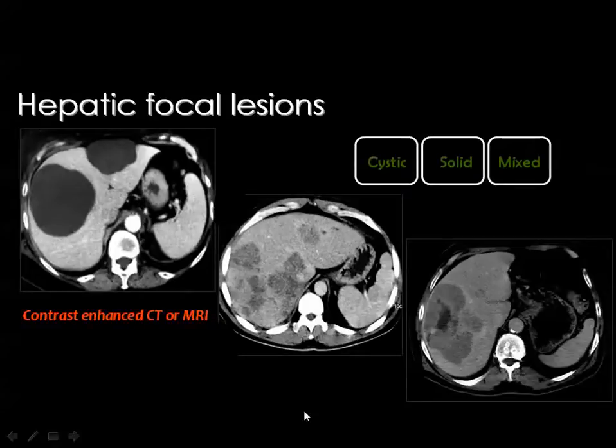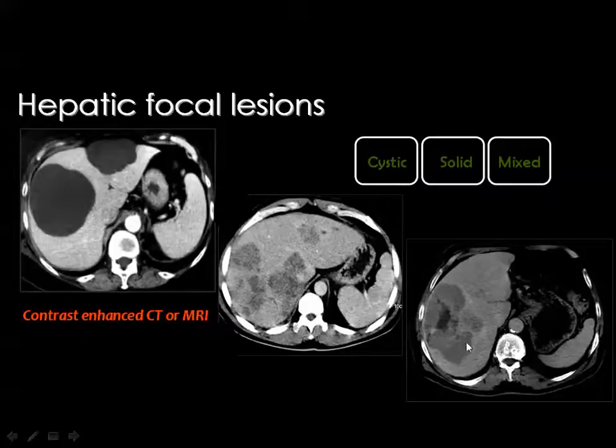Then we came to the assessment of focal hepatic pathology, and as I have said, we should discriminate between two major entities. The first one is what we call cystic focal hepatic lesion, which contains fluid-like density, and solid focal hepatic lesions, which contain soft tissue material. Then sometimes you are faced with a lesion that is partly cystic and partly solid. And this mixed lesion in radiology practice is considered totally solid.